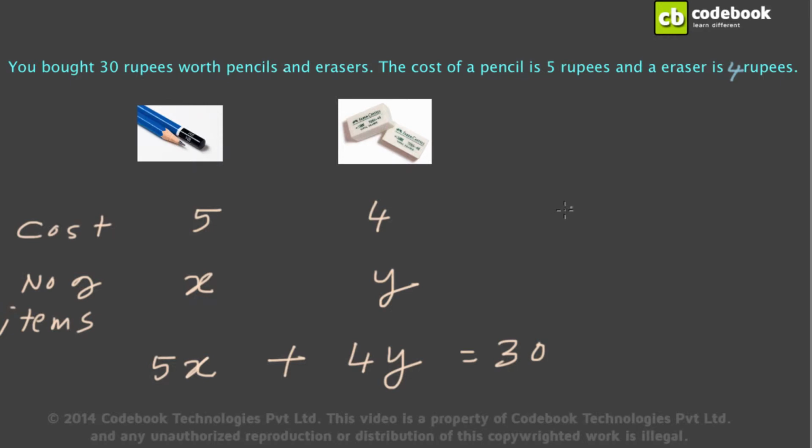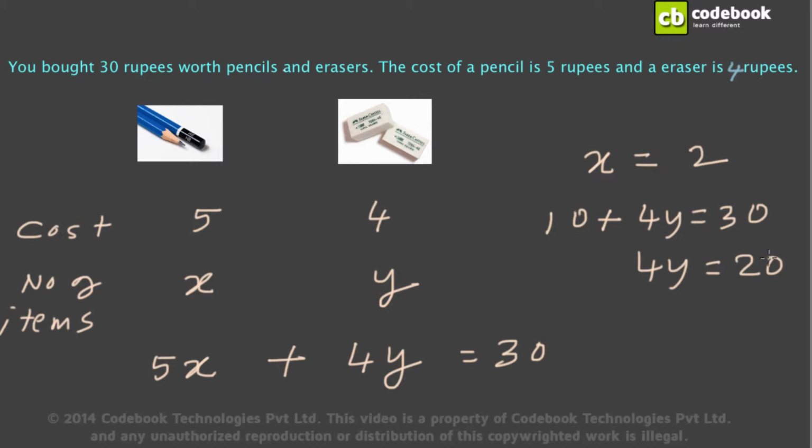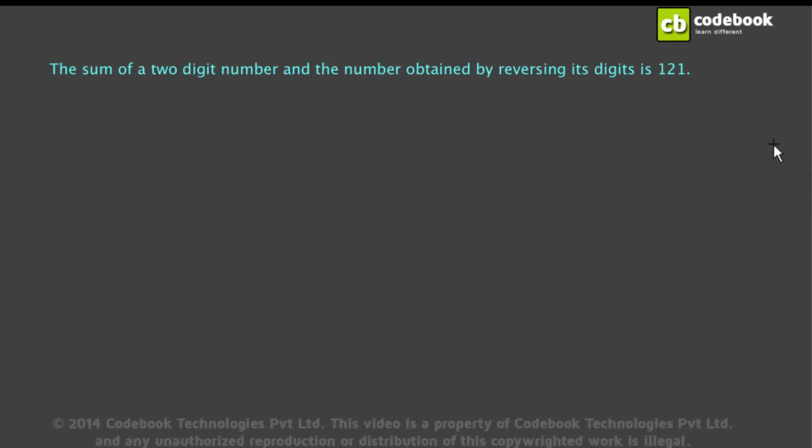Let's try to look at some possible solutions for this equation. Let's say if X is equal to 2, then it is 5 times 2, 10. 10 plus 4Y is equal to 30. So 4Y is equal to 20 and Y is equal to 20 by 4, which is nothing but 5. So one of the possible solutions is 2 pencils and 5 erasers. So now let's look at another statement. The sum of a two-digit number and the number obtained by reversing its digits is equal to 121.